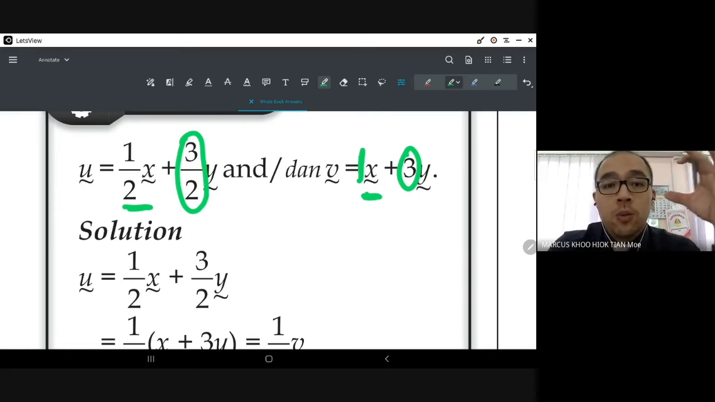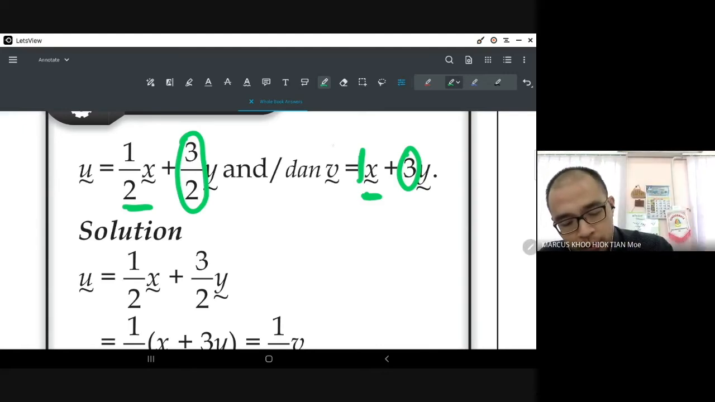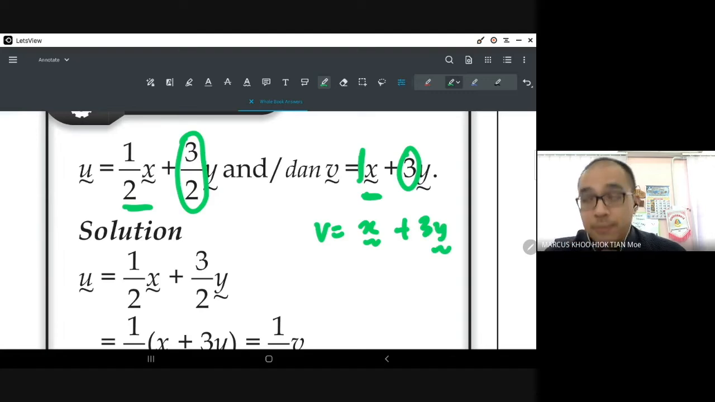So one good way is you take the bigger vector first. So I'm going to start with this one, v equals x plus 3y. I know the example there is slightly different, but we're going to use this one now.